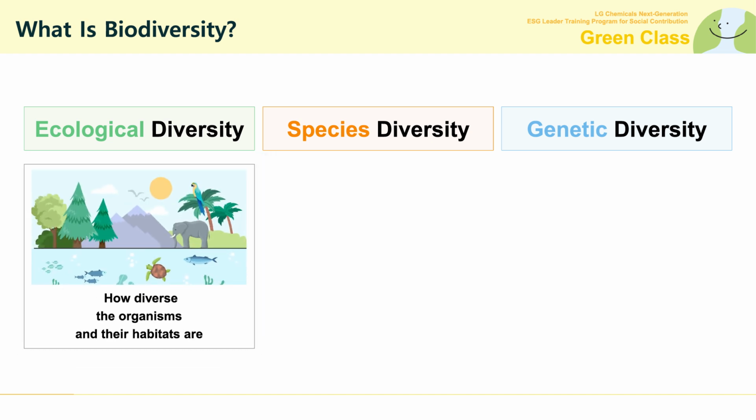First, we have ecological diversity. The ecosystem encompasses organisms, the place and environment they live in, and all relationships within them. That's why ecological diversity represents the diversity of organisms and the environment they reside in. When the environment is only the sea, only marine organisms can live there. However, when the environment includes the sea, forests, jungles, and rivers, more organisms can live there.